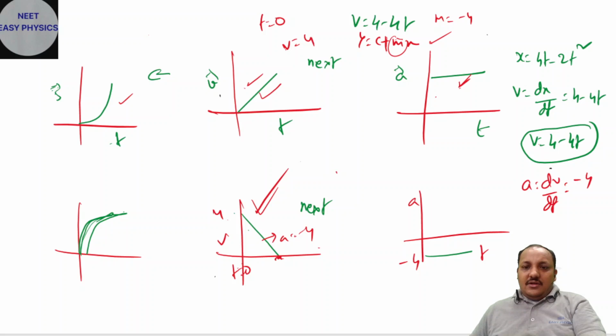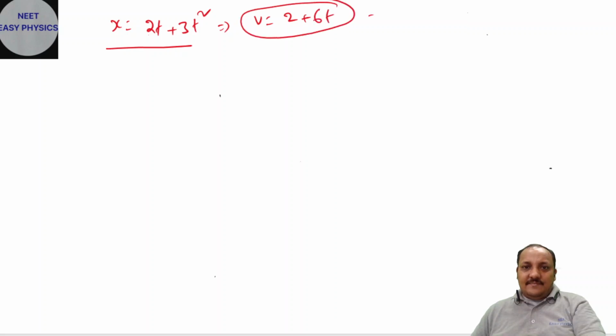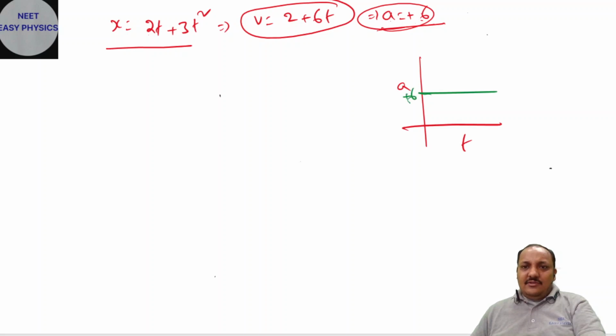Now, if you want to draw another graph, then how is it going to be coming? So take another equation, x is equal to 2t plus 3t square. So what is the nature of the velocity time graph? v is equal to 2 plus 6t. What is the acceleration time graph? a is equal to 6, after differentiation, dv by dt. Now acceleration is constant, plus 6. Therefore, the acceleration time graph, you will get this. This is going to be the value plus 6, I imagine.